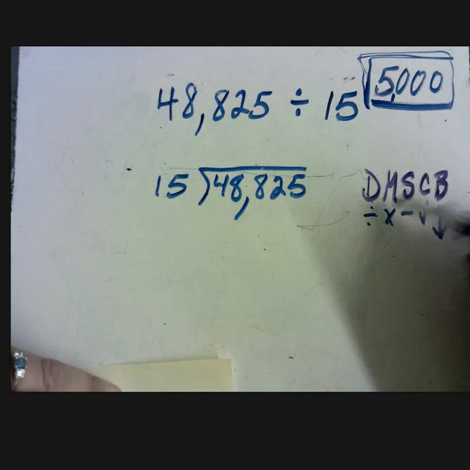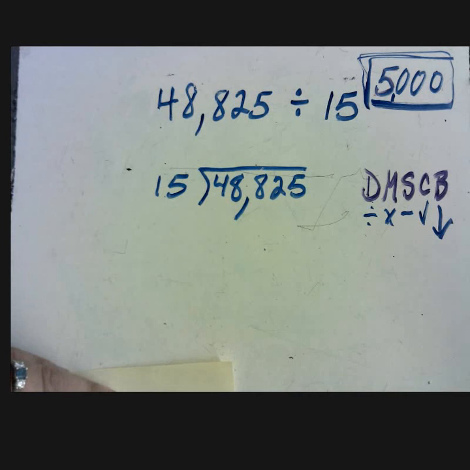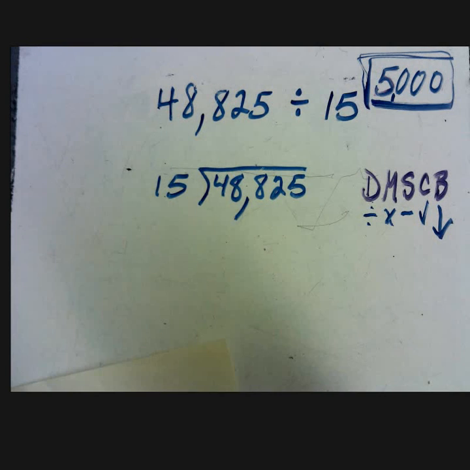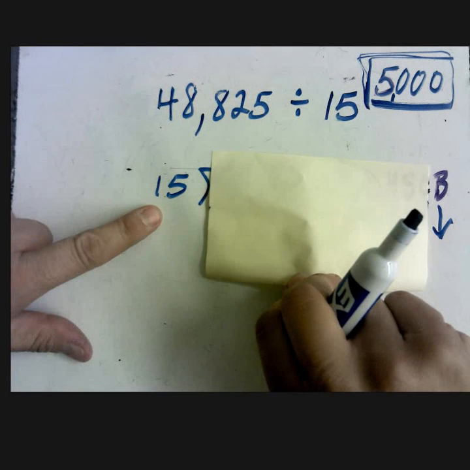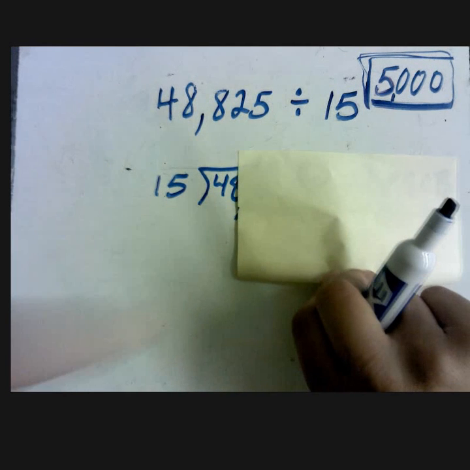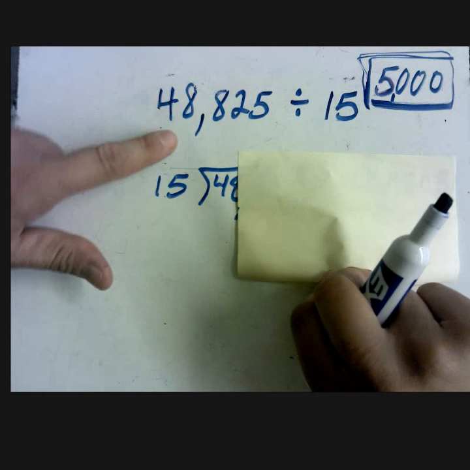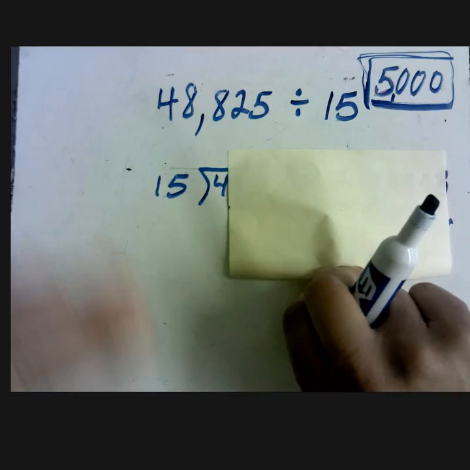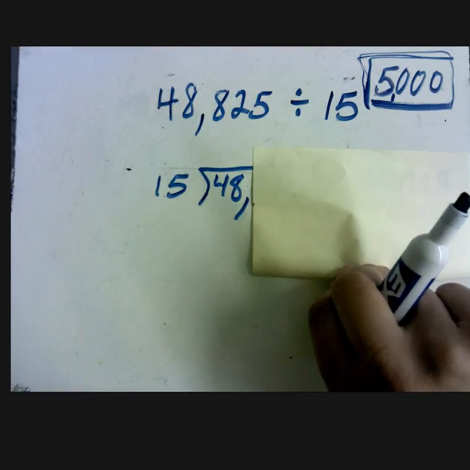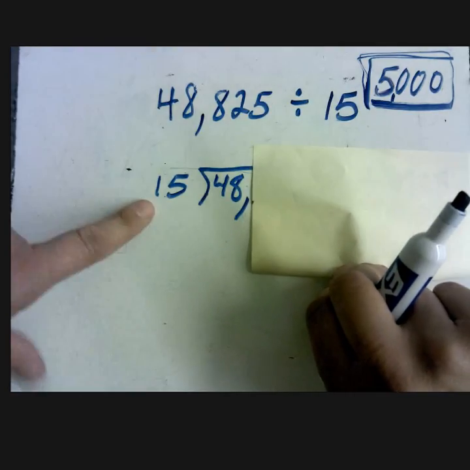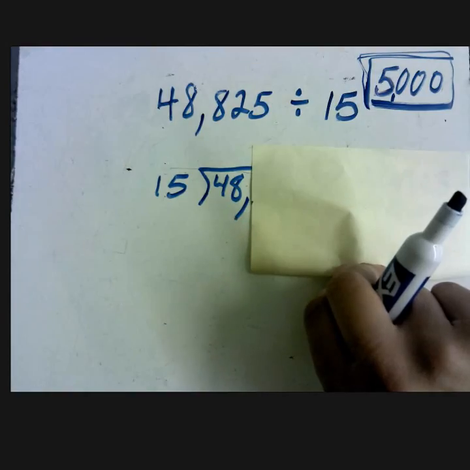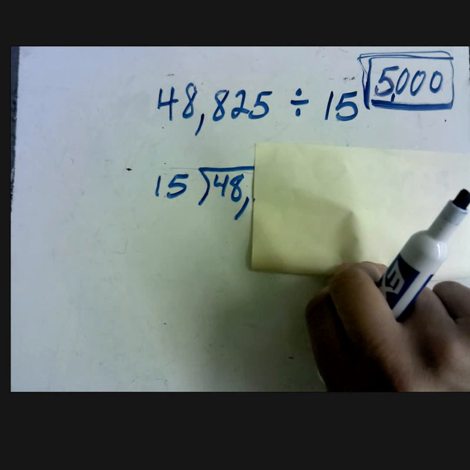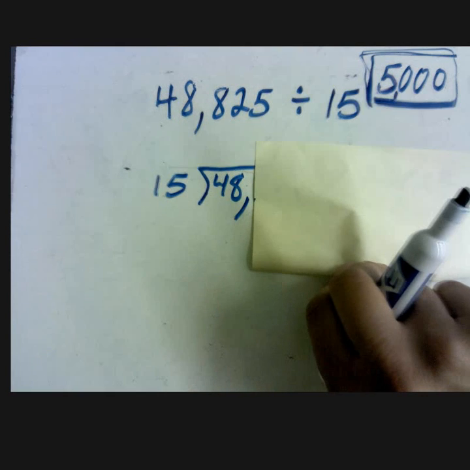Okay? So I can't get a group of 15 out of 4. Now, is this 4? Of course not. All right? In the place it is 40,000. But I'm just going to treat them just like they're individual digits. I'm going to move this over and say, can I get a group of 15 out of 48? Again, this is not 48. It's 48,000. But I'm just going to treat it like it's just a 2-digit number for now. It makes it easier to work with. All right, well, I know that I can get 3 groups of 15 out of 48.